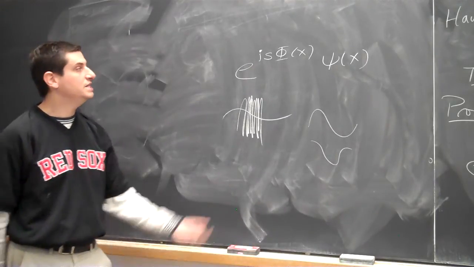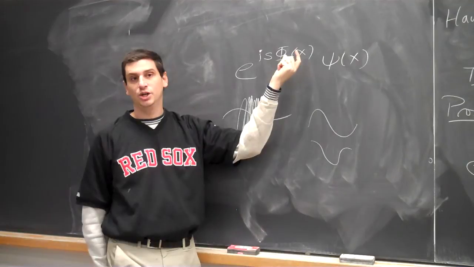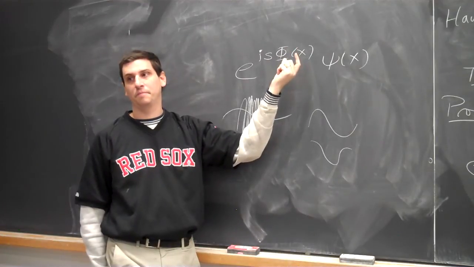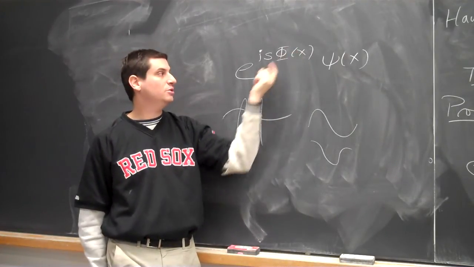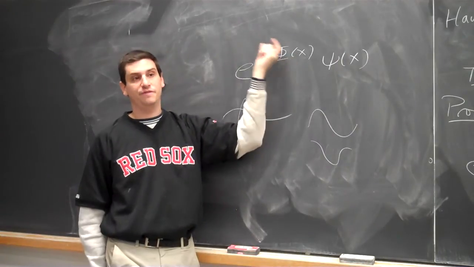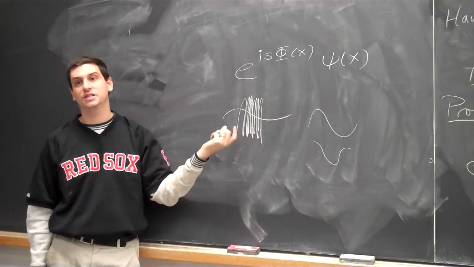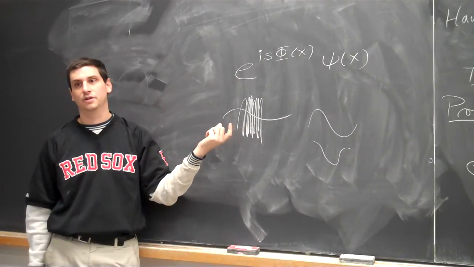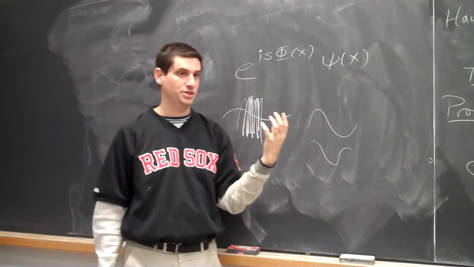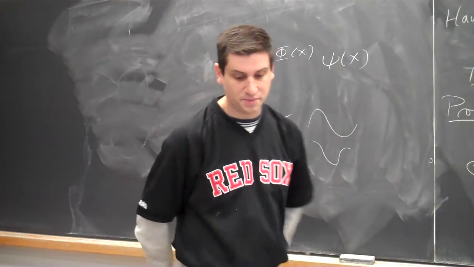The exception is if I happen to be at a point where phi prime is 0. Then essentially I have a region where the phase is constant. And if the phase is constant, I'm no longer getting oscillation and getting cancellation. And so if you've seen the Feynman integrals, this is a situation where you might see something along these lines.